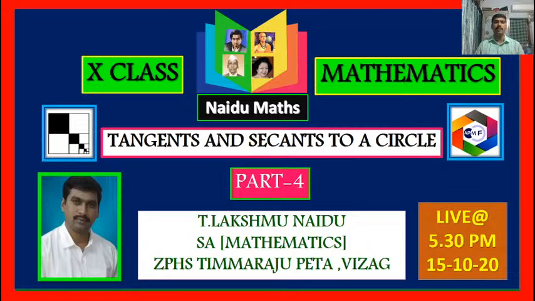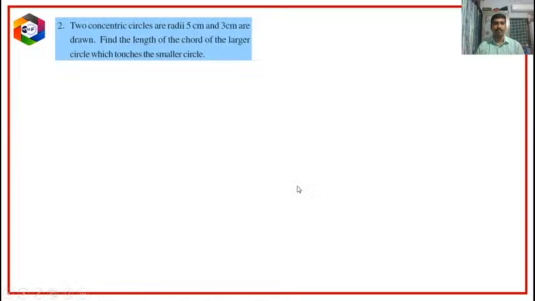So we are in tangents and secants to a circle, that is part 4. So yesterday we discussed mainly the construction of a pair of tangents to a given circle. అంటే ఒక వృత్తం ఇస్తే ఆ వృత్తానికి బాహ్య బిందువు నుంచి రెండు స్పర్శరేఖలను ఏ విధంగా నిర్మించాలో నేర్చుకున్నాం. And that too we have discussed 9.2 starting objective questions also, that we have completed. So today we will complete the remaining part of the exercise.